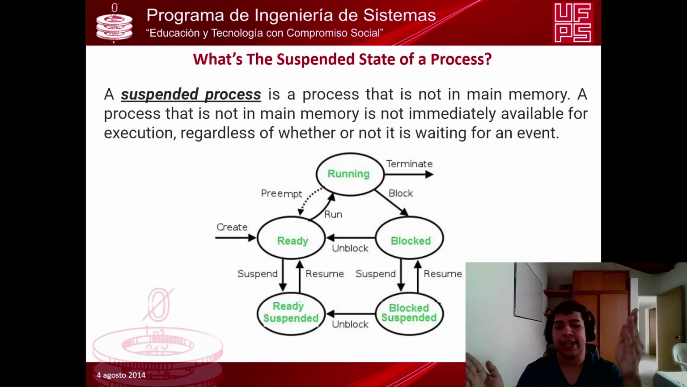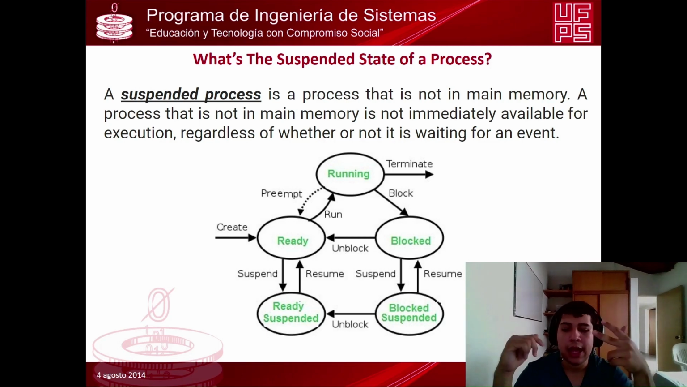A process in suspended state has the following characteristics. First one, the process is not immediately available for execution. The second one is the process may or may not be waiting for an event. If so, the blocking condition is independent of the suspended condition. And if the event that blocks it occurs, this does not enable the process to execute immediately.